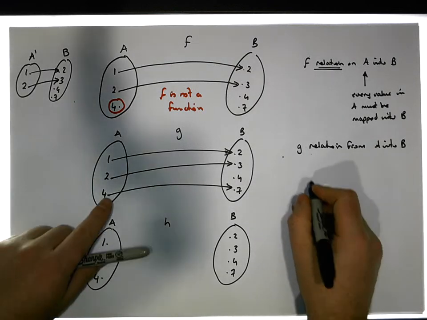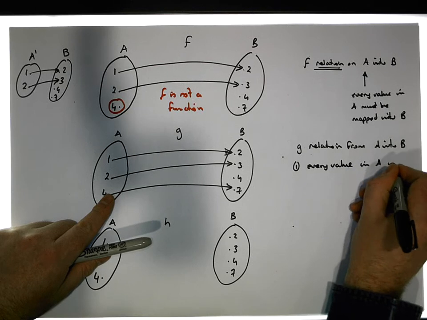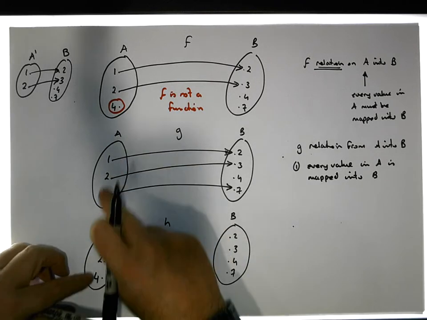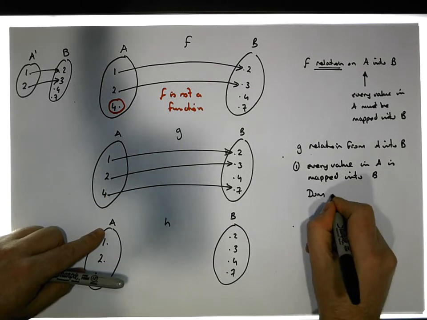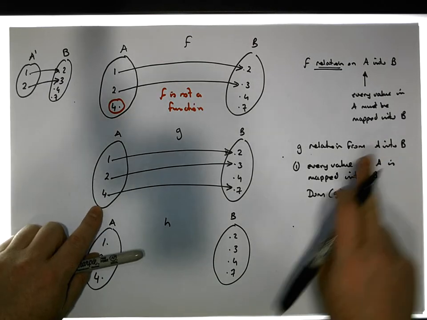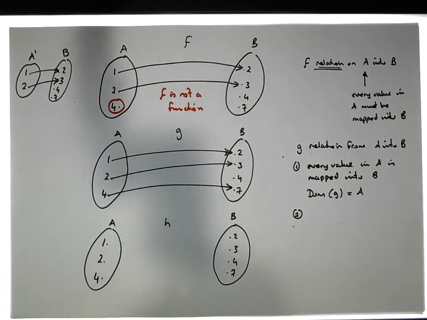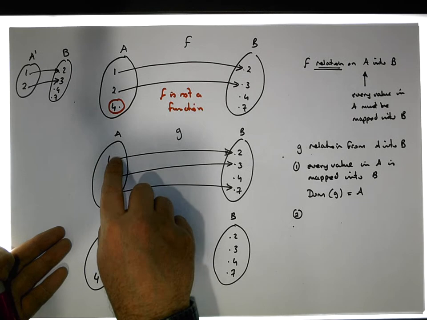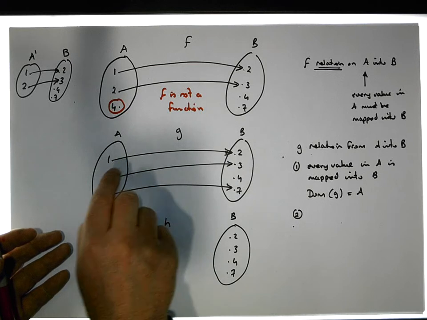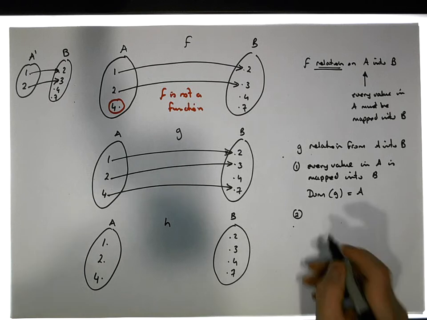Well, first, every value in A is mapped into B. Really what I'm saying here is that the domain of G is equal to A. Once the domain of G is equal to A, that meets our first condition. What about the second condition? The second condition says that we should never have any double arrows leaving domain values. In this case, we don't have any double arrows leaving domain values and going into separate values over here.